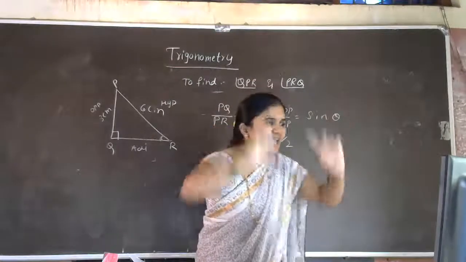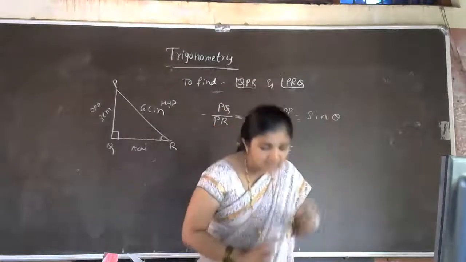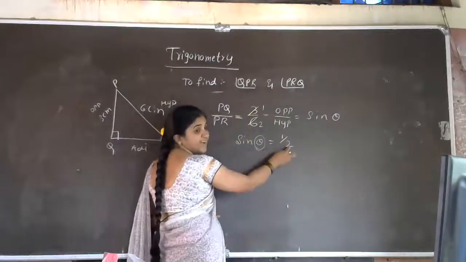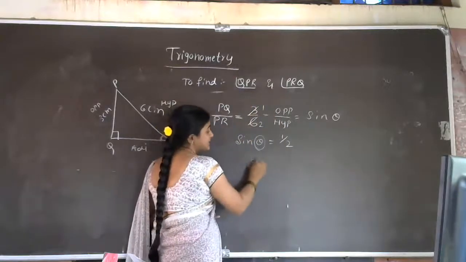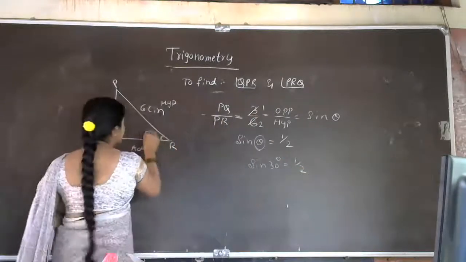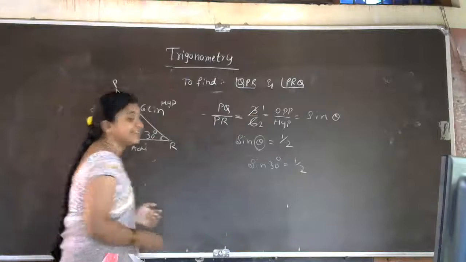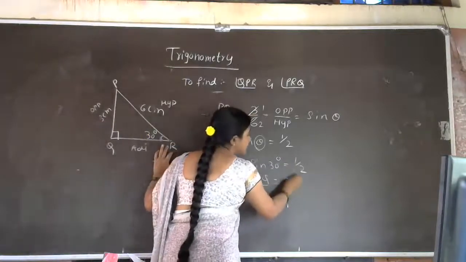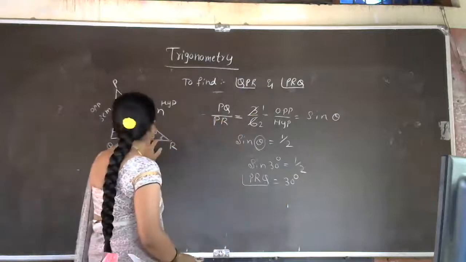For which angle is it 1 by 2? For sin 30 degree, the answer is 1 by 2. So sin 30 degree is equal to 1 by 2. That's why this angle is 30 degree. So which angle is that one? Angle PRQ is equal to 30 degree. Now this one is 30 degree.